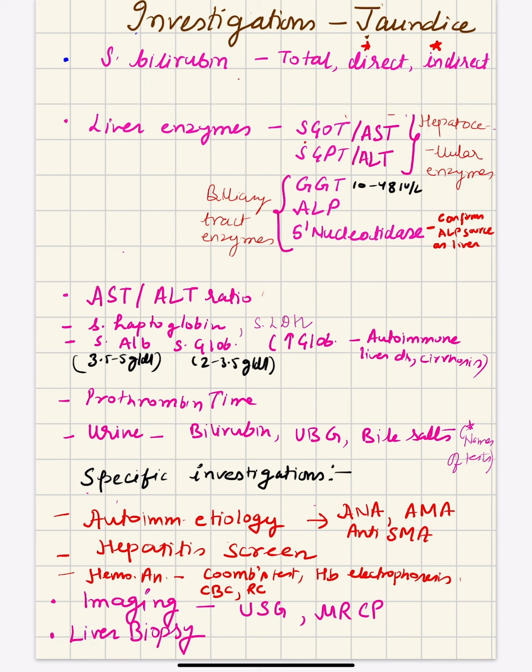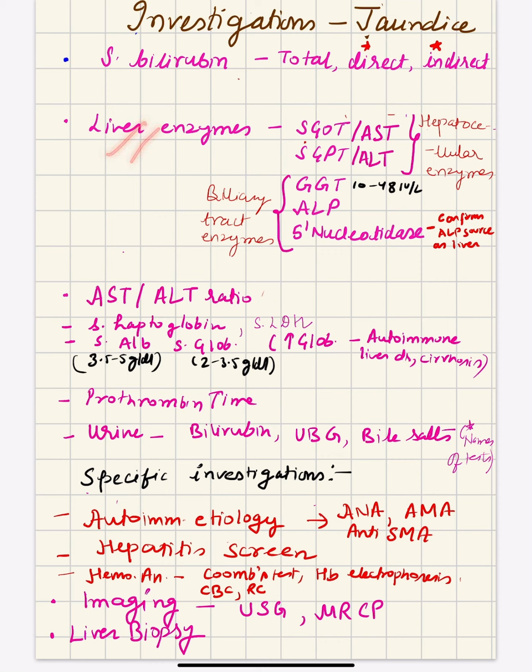Now, the various investigations. If there is a question of jaundice which comes in the exams, then you have to write the approach and the various investigations that you will do. So this is just a summary of what I have told you in this lecture. You do serum bilirubin by the Van der Bergh reaction, direct and indirect, and accordingly you can interpret.